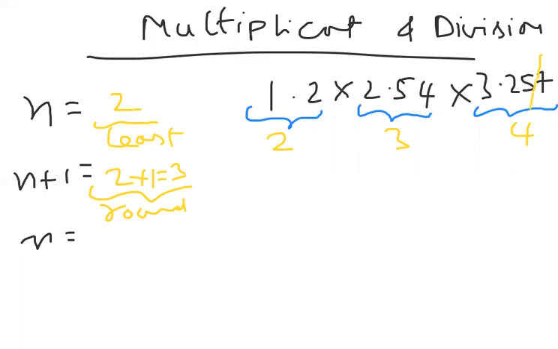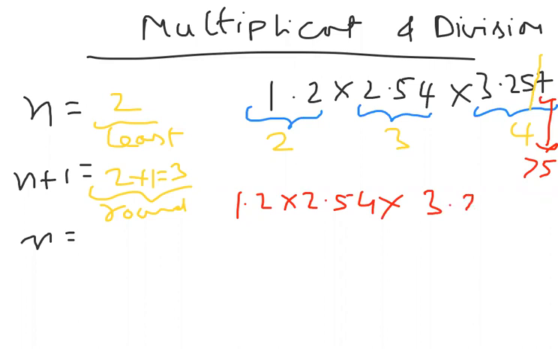So draw one line. Observe this one. The last number 7 is greater than 5. Greater than 5 means the previous number has to be raised by 1. So now I can write 1.2 into 2.54 into 3.26. Now you have to multiply these. If you multiply by calculating, you will get the answer 9.93648. This is the answer.